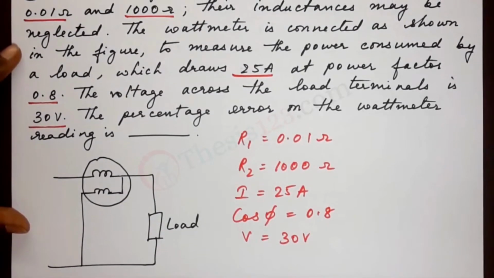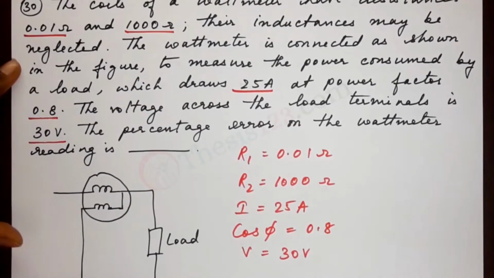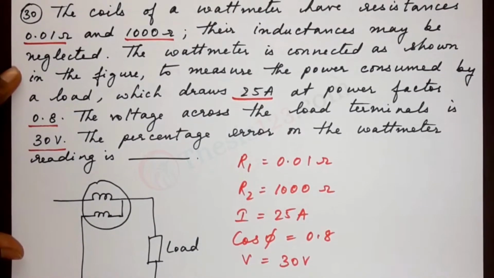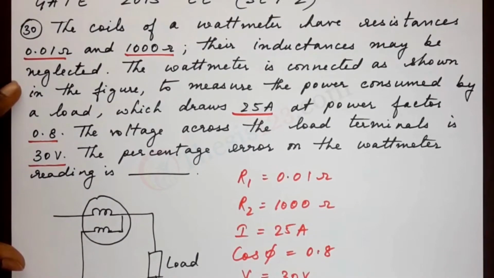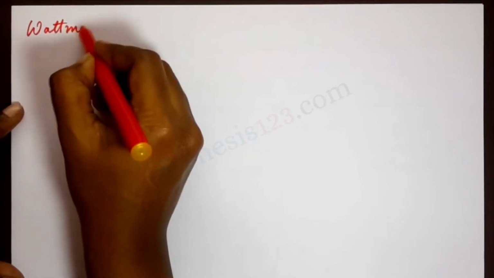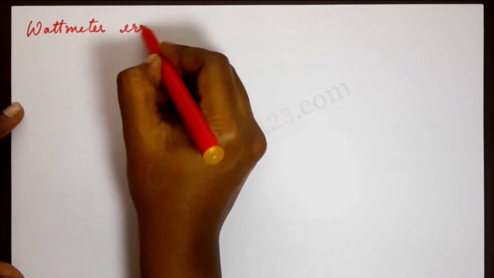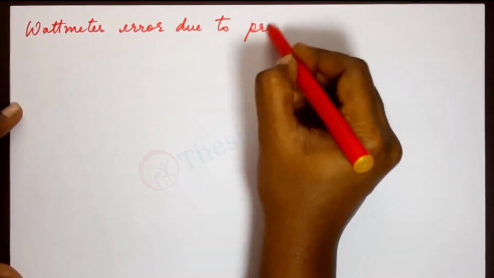So in order to find the percentage error, the first thing we need to do is find out the wattmeter reading or the wattmeter error due to the pressure coil. Now the pressure coil is R2 at 1000 ohms. So I'll just note that down here. This is our first step. Wattmeter error due to pressure coil.